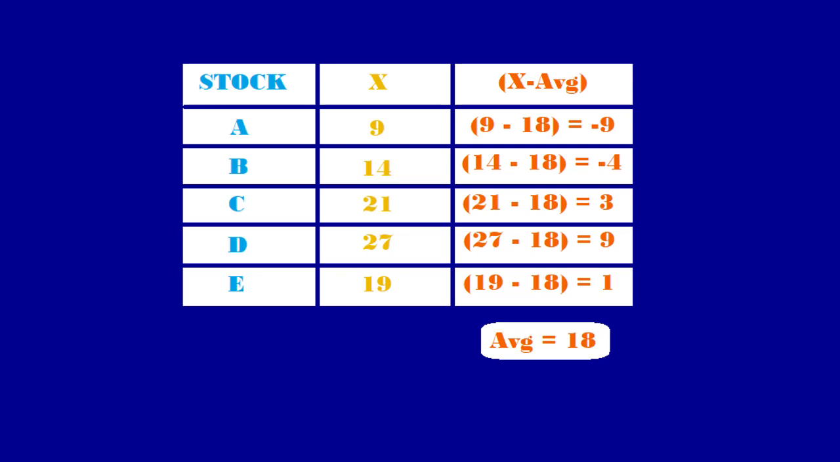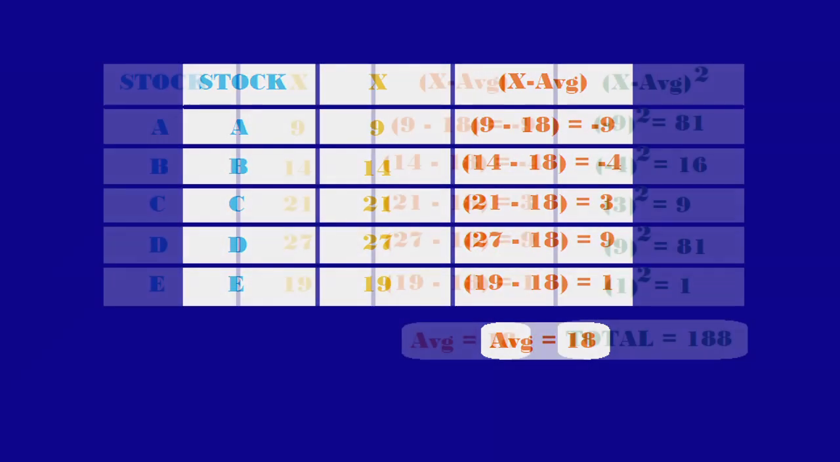Then second step, you subtract this average return from all the individual returns of the 5 stocks. This process has been illustrated in the third column. For example, in case of stock A, 18 is subtracted from 9, which gives -9 as the answer. In case of stock C, 18 is subtracted from 21, which gives 3 as the answer. Similarly, you have to do this for all the 5 cases.